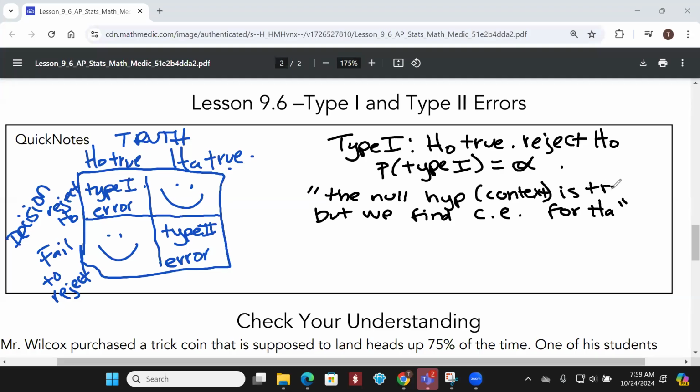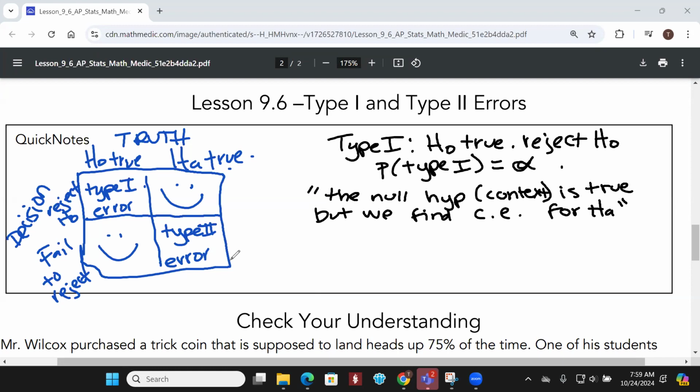So if the null hypothesis is true in context, but we find convincing evidence for the alternative. Okay. Convincing evidence.